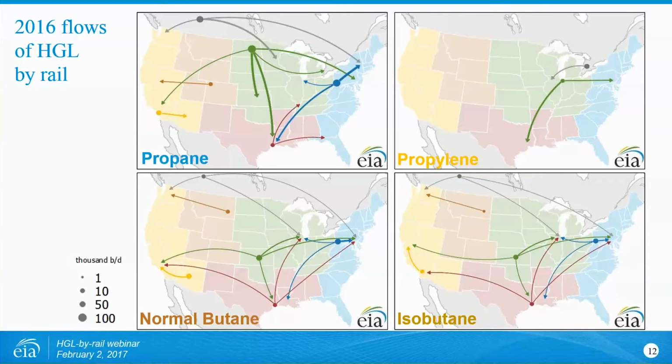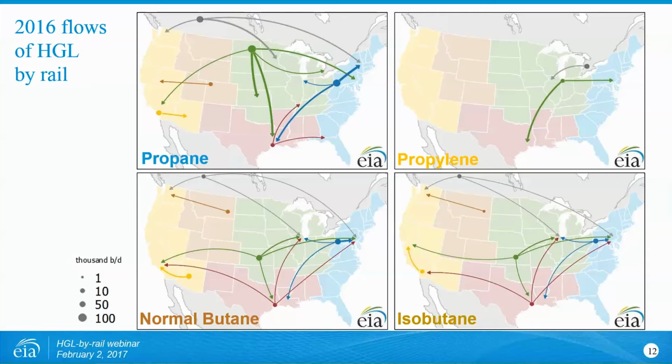And I'll close out by just giving an idea of what these movements look like on a product-by-product basis. So these are 2016 flows of HGL by rail, and again, we're talking just about these four products: propane, propylene, normal butane, isobutane. The location of the dots is maybe not all-encompassing, but we've attempted to focus on those regions where, let's say, more than other shipments occur or originate.